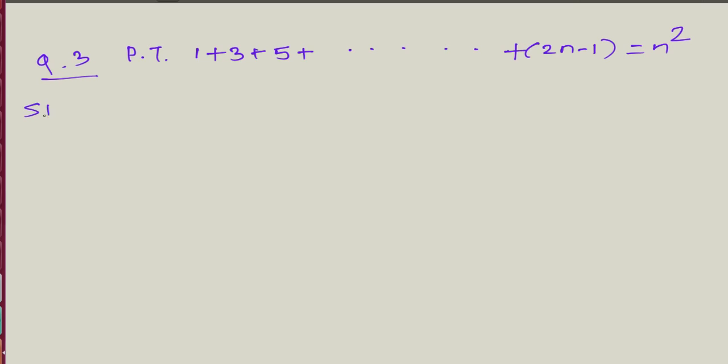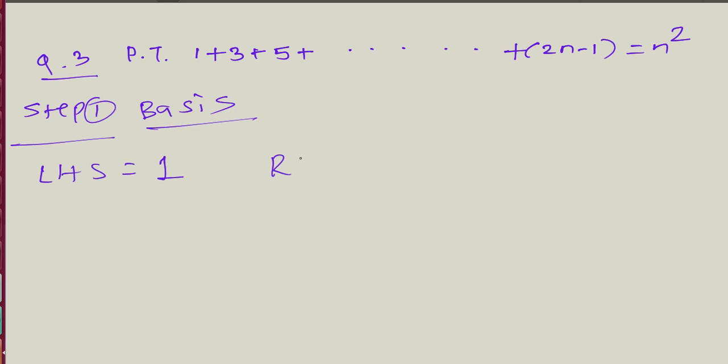Step 1 again, induction basis. Here we prove the theorem for the smallest number, or the base case, that is n equal to 1. So for n = 1, LHS will be equal to 1, RHS will be equal to 1², that is 1. Therefore LHS equals RHS, hence the theorem is true for the base case.